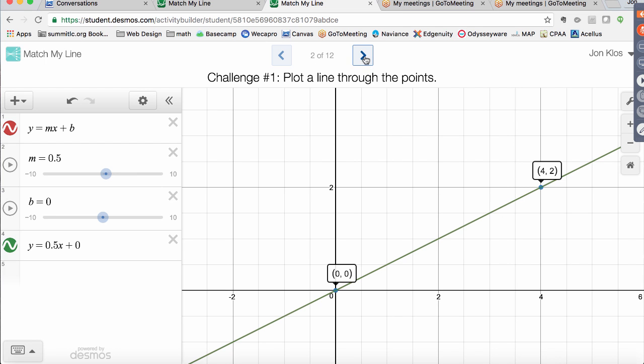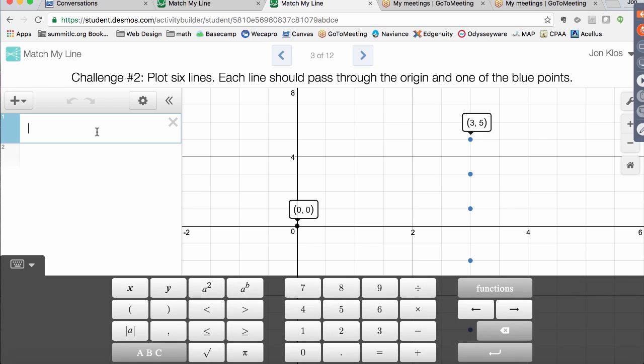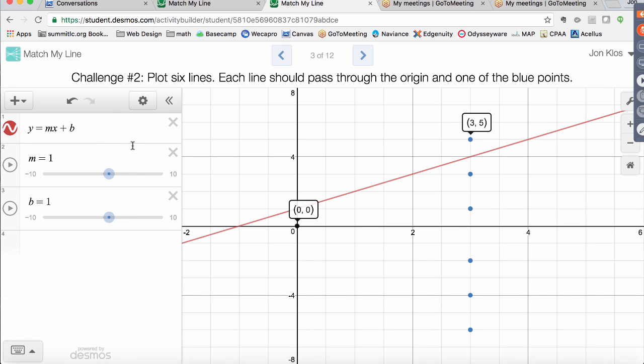Okay, let's do another couple examples. Plot 6 lines. Each line should pass through the origin. Okay, it's right there, and one of the blue points. So I need 6 lines. All right, so let's do y equals mx plus b. Let's put my general form up there. Let's add my sliders.